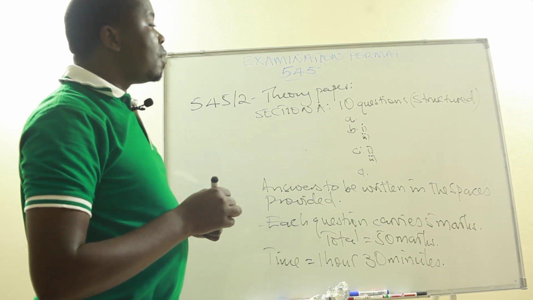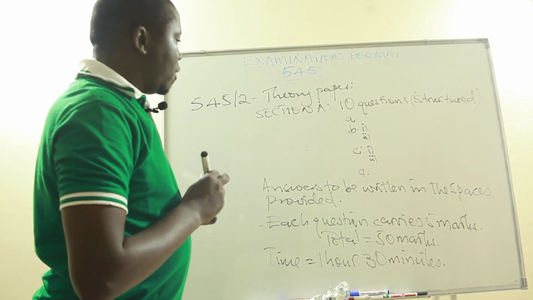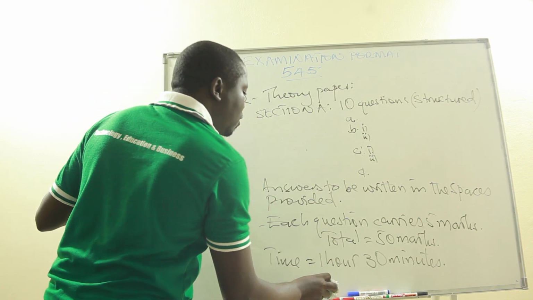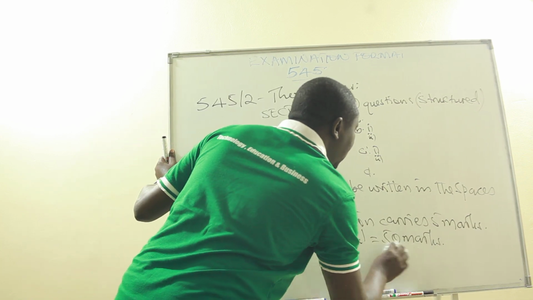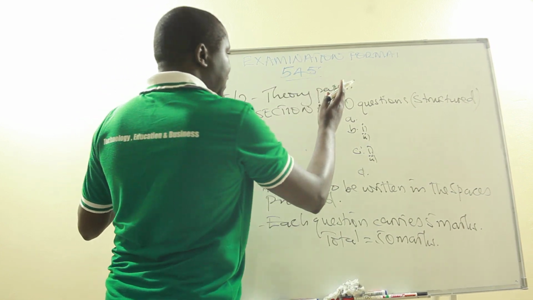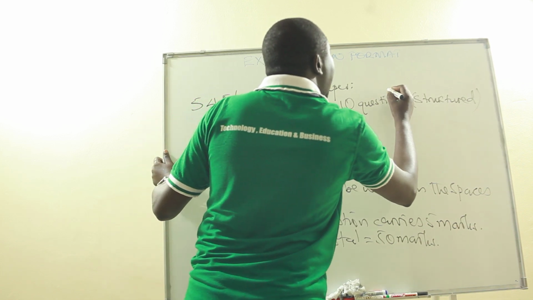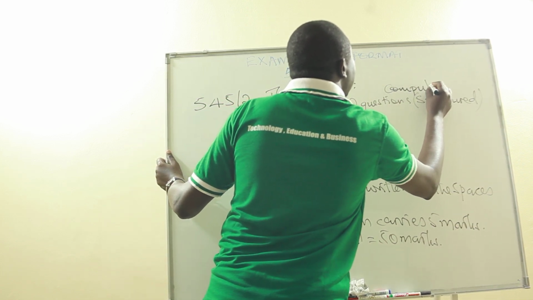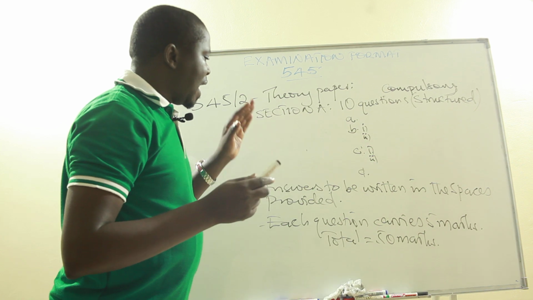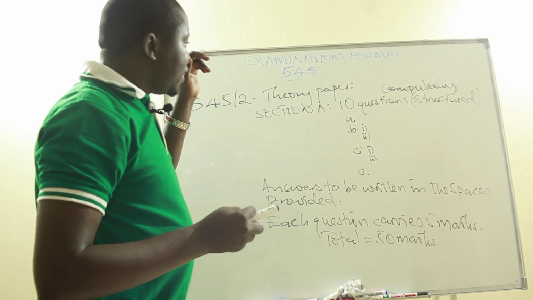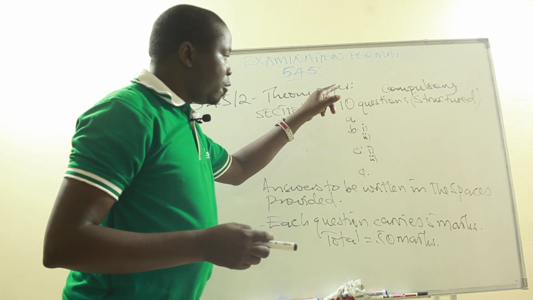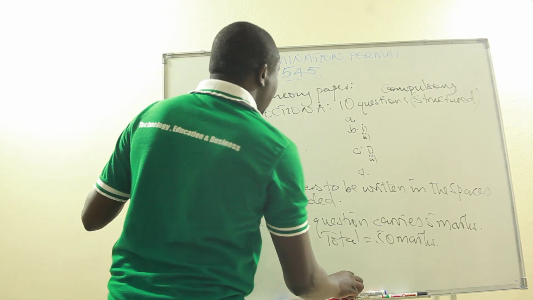Remember, all these questions are compulsory. So, you are supposed to answer all these questions here. And you answer all these questions which are structured. And above all, they are compulsory for a candidate. You are supposed to answer all of them. So in section A, you'll earn your 50 marks if you have got everything, with each of these questions carrying a total of 5 marks. So the total for the 10 questions is 50 marks. That is for section A of paper 2.